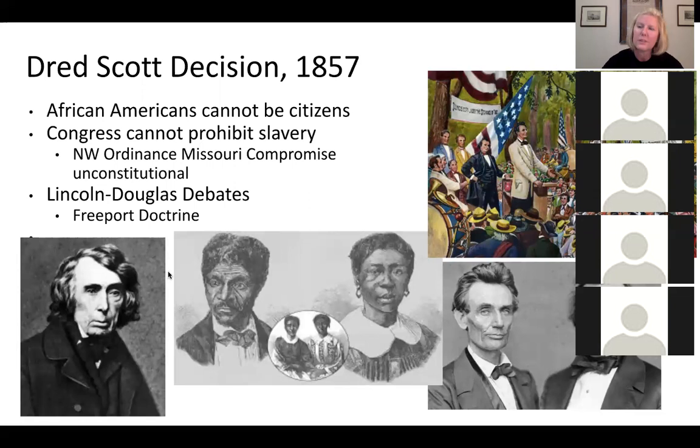So Dred Scott risks it all, and he and his wife attempt to sue for freedom in Missouri. And for every time they do win in court, they then lose in the next court. And eventually it finds its way to the Supreme Court.